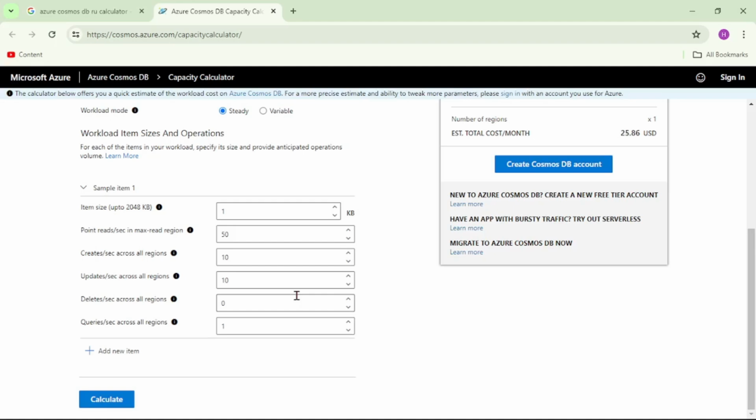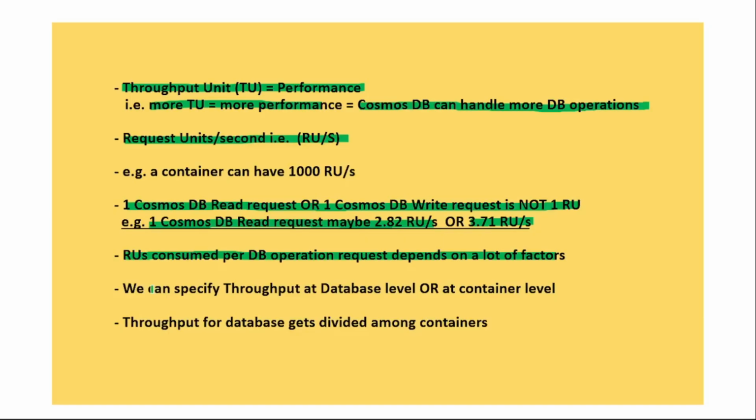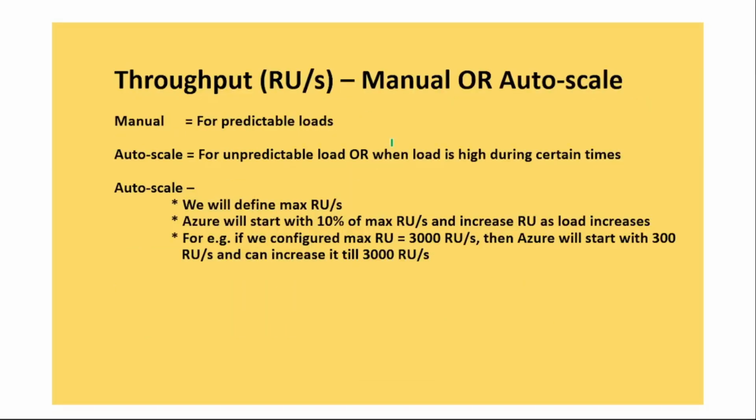And now coming back to our slide, we can specify throughput at database level or at container level, and throughput for a database gets divided among the containers. And now guys, let's try to understand manual or auto scale mode while specifying the throughput. So we can use manual mode for predictable loads, and let's see it in the portal.